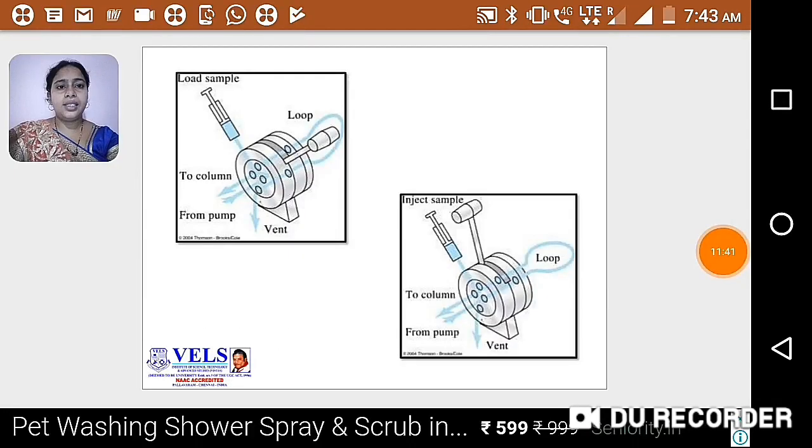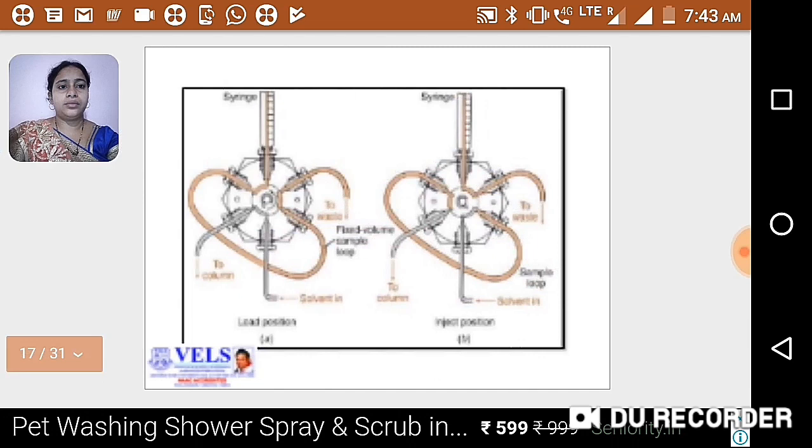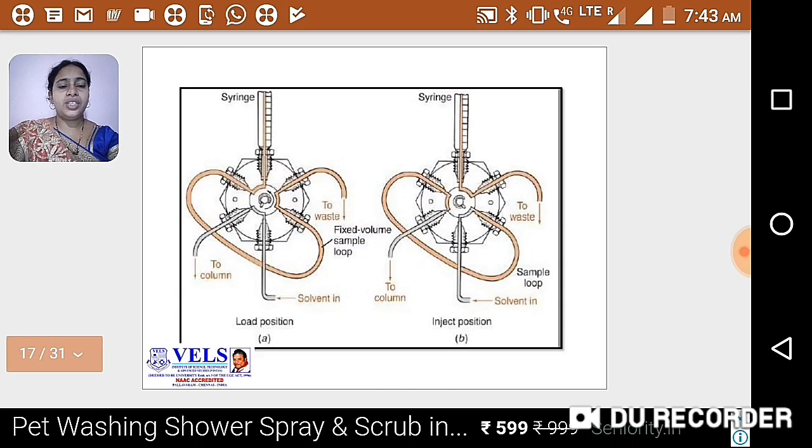So, this is the load position and injection position of the injector port. When you inject the sample through the syringe, it will enter into the loop during load position. Whereas in inject position, the sample present in the loop is sent to the column, which can go for further detection.